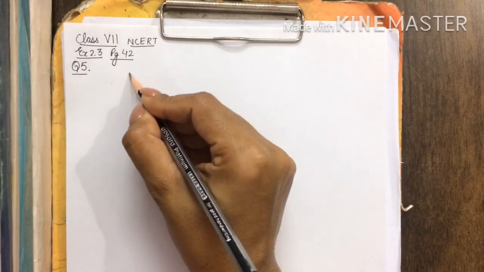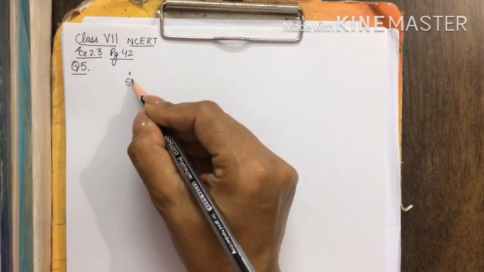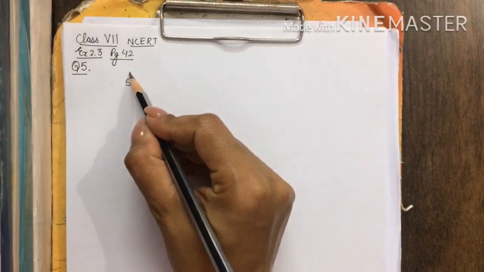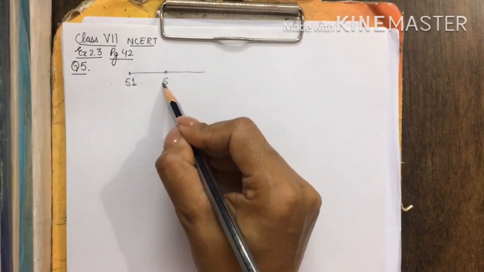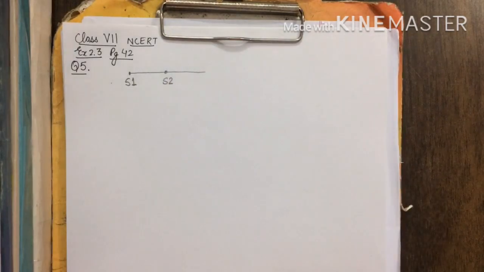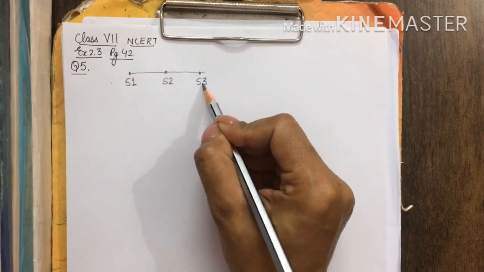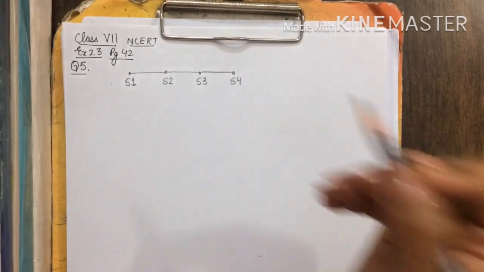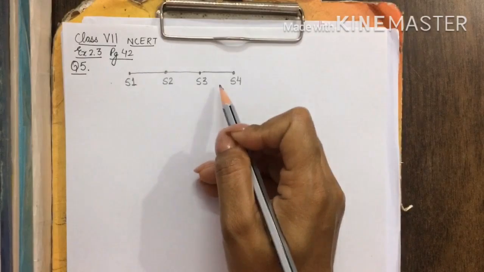So if this is first sapling, let's name it as S1 for first sapling, then in the same line we've got another baby plant, sapling number 2, then further another baby plant, sapling number 3, and then there is the 4th baby plant, sapling number 4. So there are 4 saplings in a row.